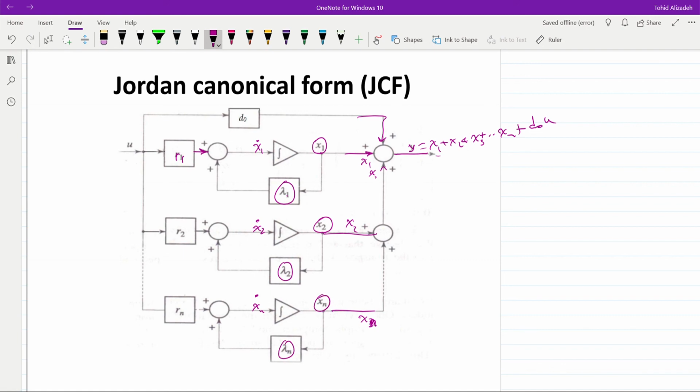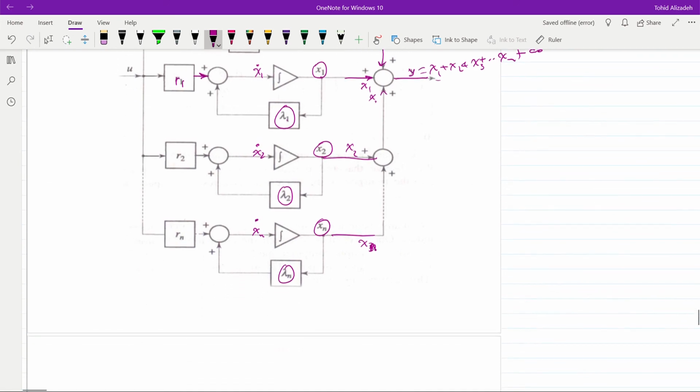So the block diagram realization in this case is kind of straightforward. We will have the feedback loops for each state, and then for the output we will have all the states added to each other plus d0 times the input.